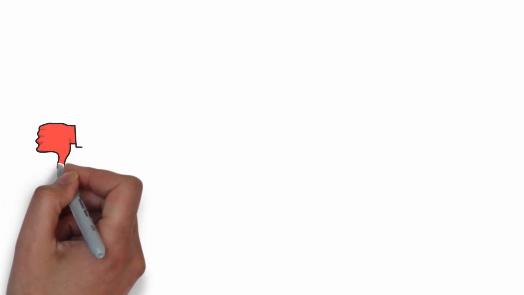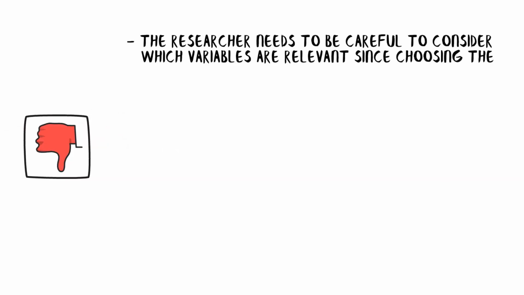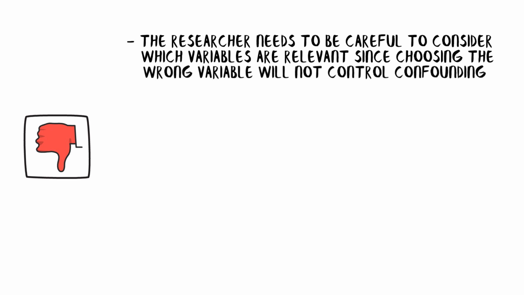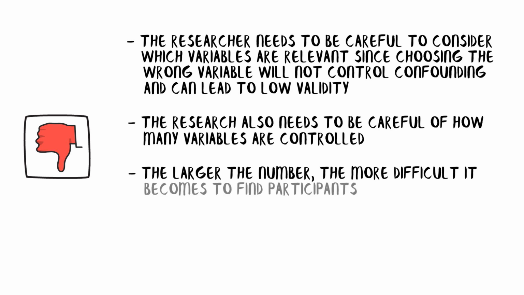Which variables you want to control can be the disadvantage of matching. The researcher needs to be careful to consider which variables are relevant, since choosing the wrong variable will not control confounding and can lead to low validity. The researcher also needs to be careful of how many variables are controlled. The larger the number, the more difficult it becomes to find participants.